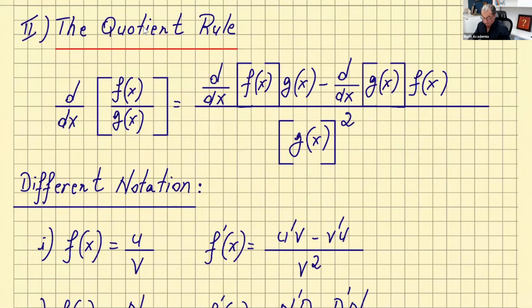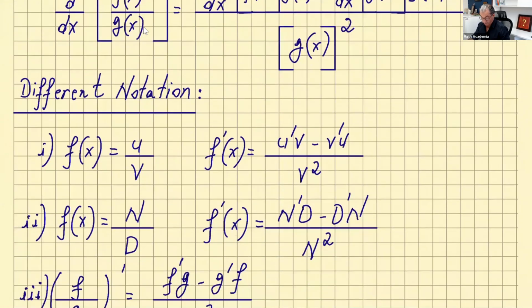Now let's talk about the quotient rule. Quotient is when you divide two functions. So the derivative of that, you take the derivative of the numerator times the denominator. Here it's minus. Be very careful. Product rule was plus, but this is minus. The derivative of the denominator times the numerator. And that's all over the denominator squared.